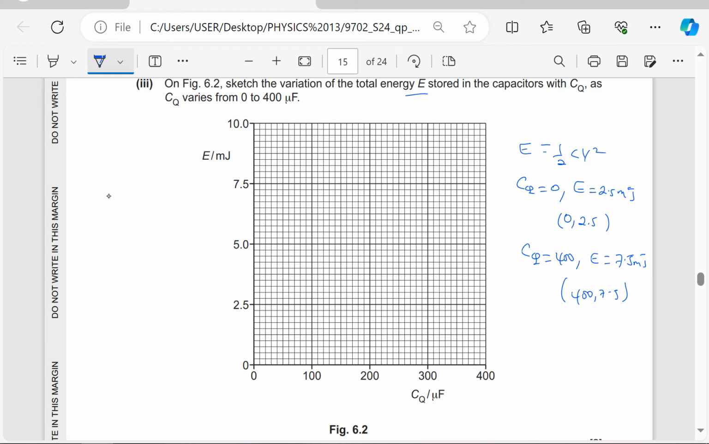And we also notice that energy is equal to a half QV. So it means energy is directly proportional to capacitance. That is a straight line without wasting time. So 0 is 2.5, then 400 is 7.5. That is a straight line. Okay.